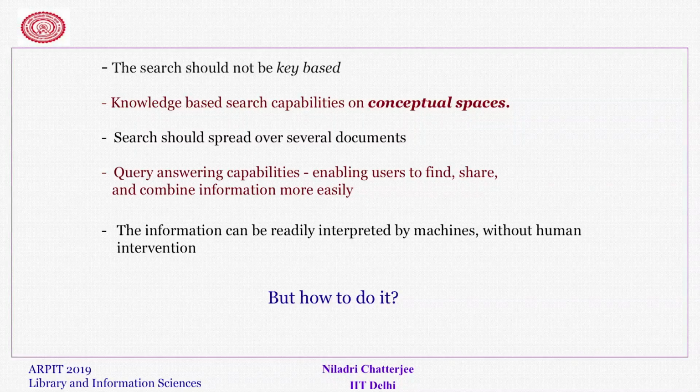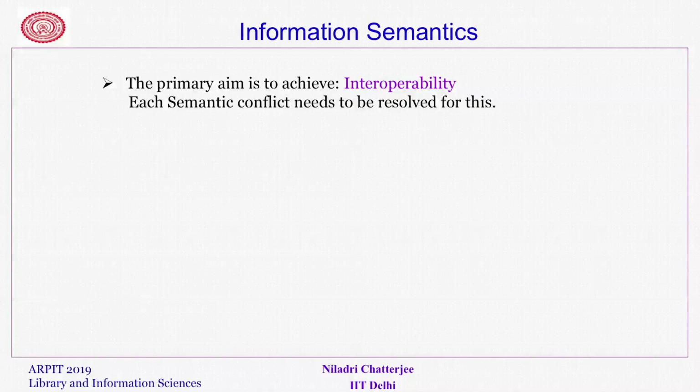Therefore, the obvious question is how to do it. We have to focus on semantics, so that the machines have the capability of interoperating with each other. Each semantic conflict needs to be resolved for this. Now, what is a semantic conflict?